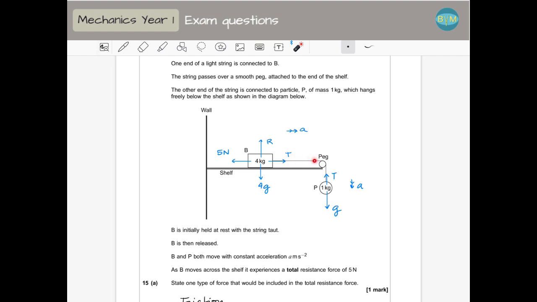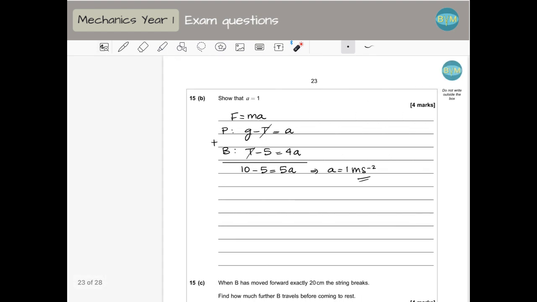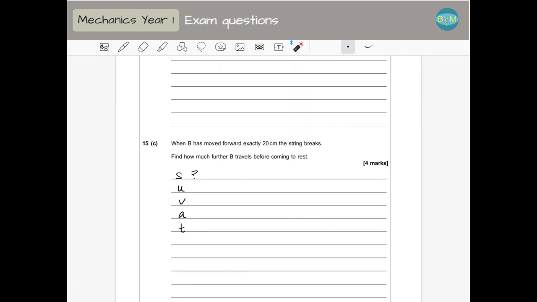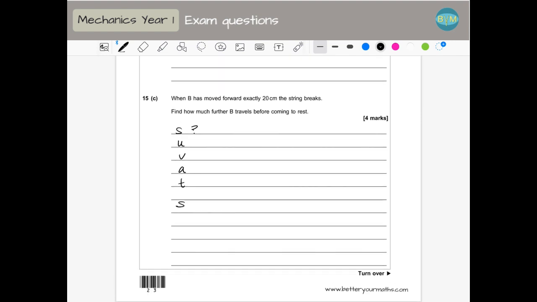So for this second part, the initial velocity is the final velocity of this one, so we need to find it. So we are going to apply SUVAT for the first part of the motion. The displacement is going to be the 20 centimeters, so 0.2 meters. Initial velocity is 0 because it's released from rest. Final velocity is what we need because it's going to be our initial velocity here.